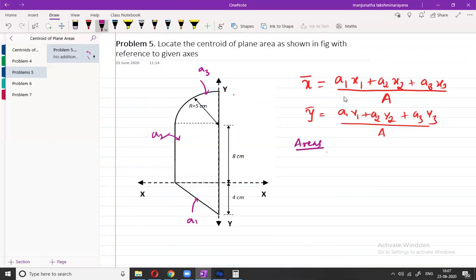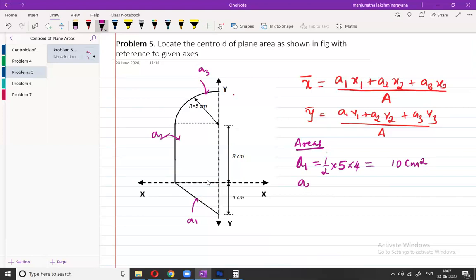A1 is equal to half into base into height. What is that base? Base is equal to r. You may be thinking that they have not given the dimension for this, but actually indirectly it is given by the quarter circle. The radius is given. The same thing is applicable for this triangle as well. So base is 5 and the height is 4. Therefore 5 into 4 is 20, 20 by 2, 10 centimeter square.